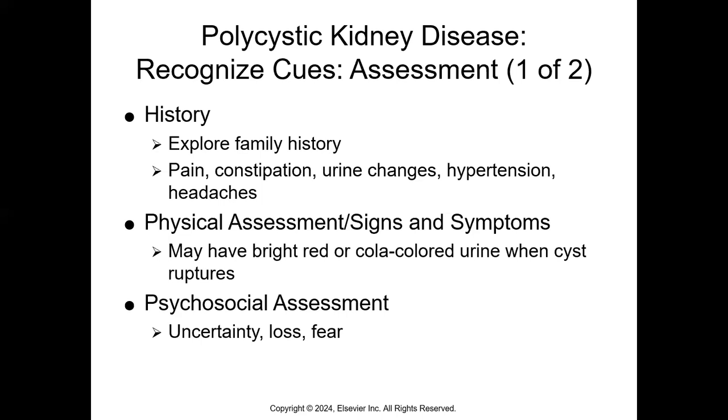The urine right after the cyst ruptures will often be bright red or cola colored. People with polycystic kidney disease don't concentrate urine as well, so at night they tend to be up peeing a lot. The fancy word for that is nocturia.